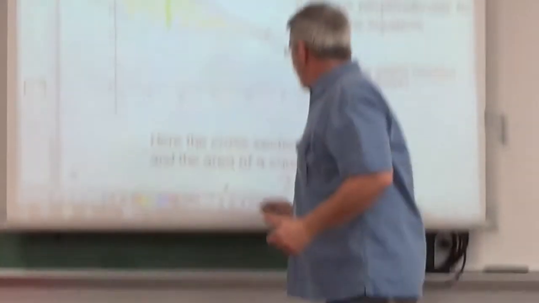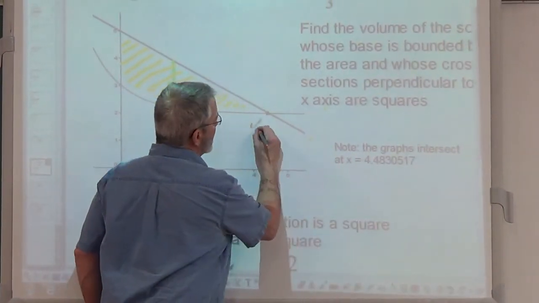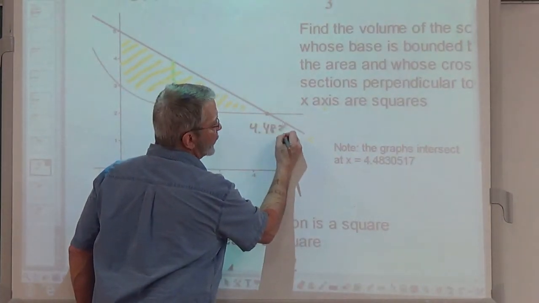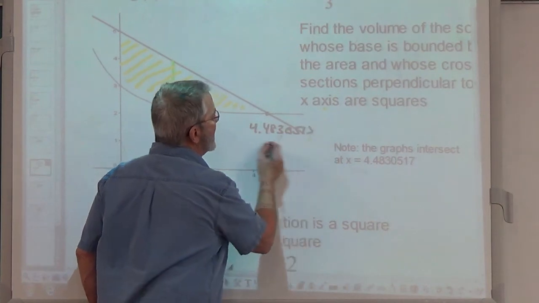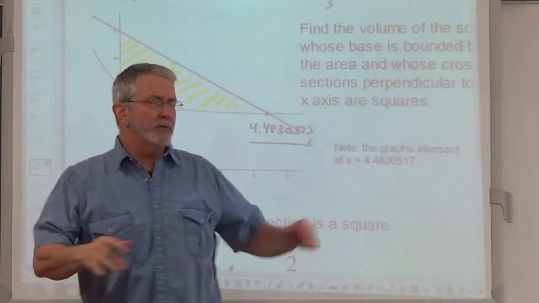These graphs intersect at the point right here. At this point right here. This point is 4.4830517. Keep in mind, we don't round until the very end. Leave big long decimals till the very end.